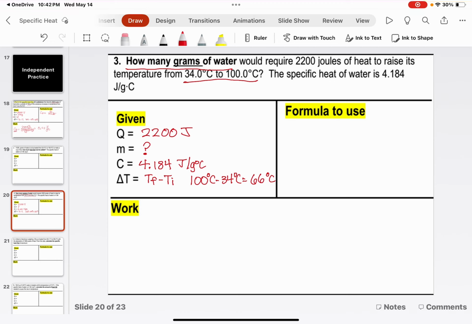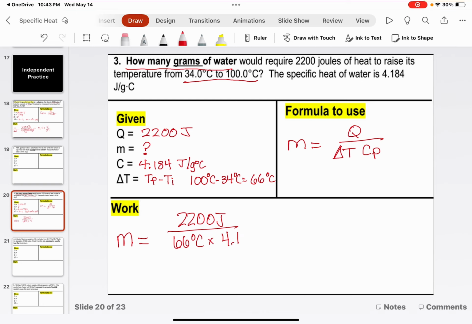Okay, so we are solving for M. And if we look at the formulas, it does say that M is going to be Q over delta T times C_P. Okay. So I'm just going to substitute all the values for those variables. So I'm going to go ahead and put it in the work section. So that's going to be mass is equal to Q, which is 2,200 joules, divided by the change in temperature, which is 66 degrees Celsius, times the specific heat, which is 4.184 joules over grams times degrees Celsius.